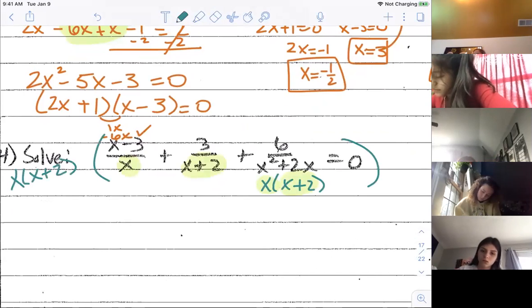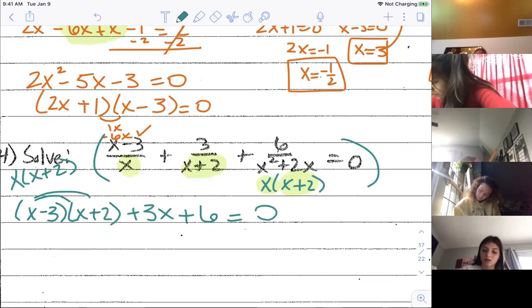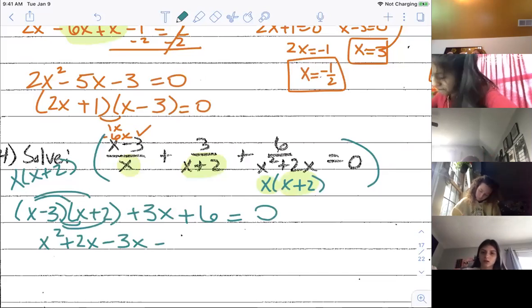The first equation becomes x minus 3 times x plus 2. The second one becomes 3 times x. And then the last one is just 6. I do multiply that x times x plus 2 times 0, but we know that's just 0. Distribute through. X squared plus 2x minus 3x minus 6 plus 3x plus 6.